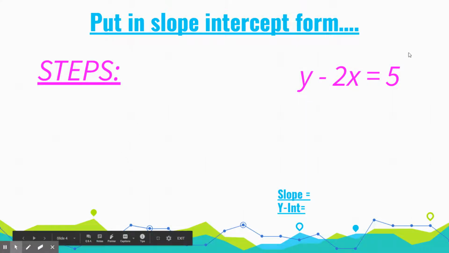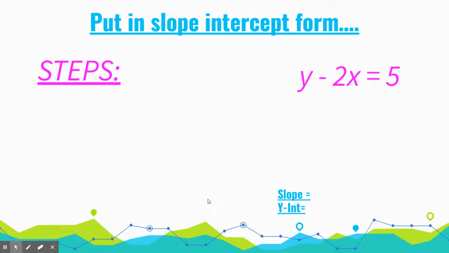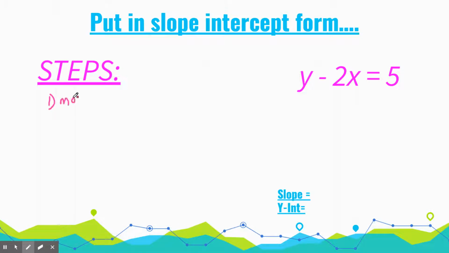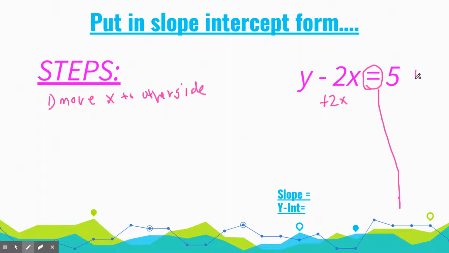So let's talk about how I can turn a standard form equation like this into slope-intercept form. The first step that you're going to want to do is move the x. If we're trying to get this into slope-intercept form, we need to move the x to the other side. And the way we move the x to the other side is just like if we moved any other item to the other side. We use the opposite operation. So center of our equation is our equal sign. We have a negative 2x. So to get rid of a negative 2x, I'm going to add 2x. Anything I do to one side, I have to do to the other. Okay. So now I have y equals 5 plus 2x.